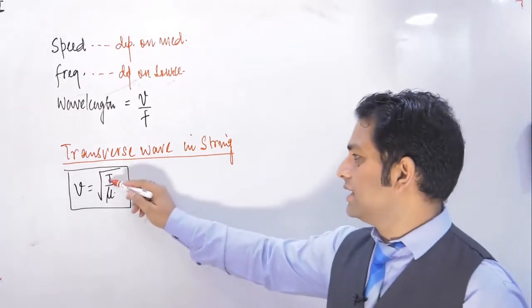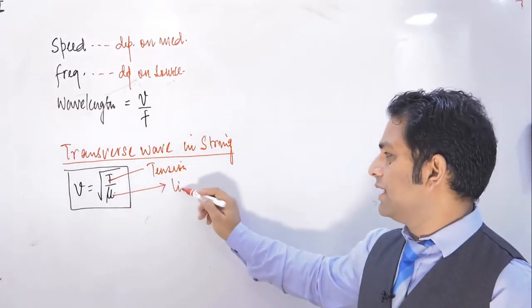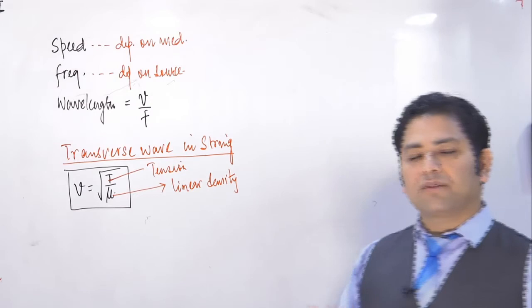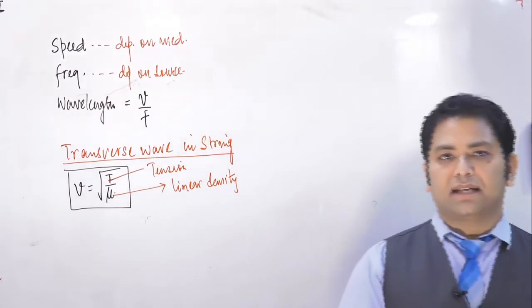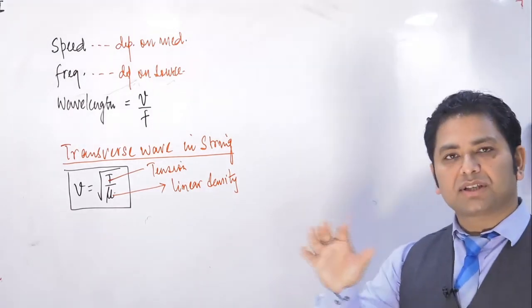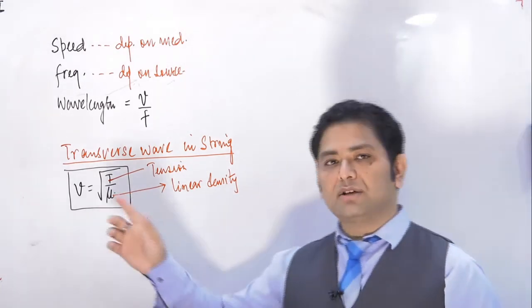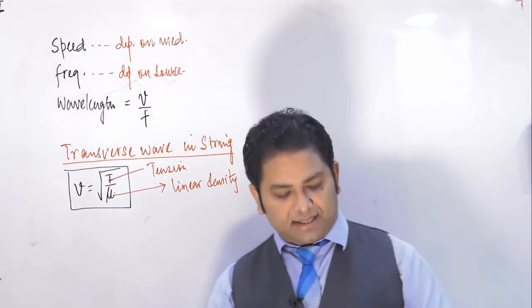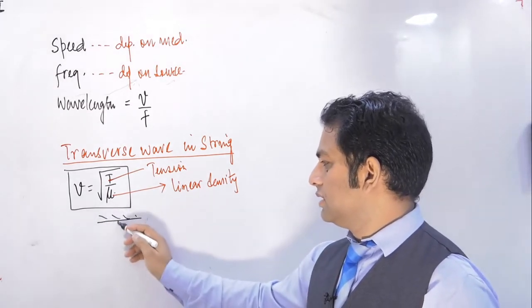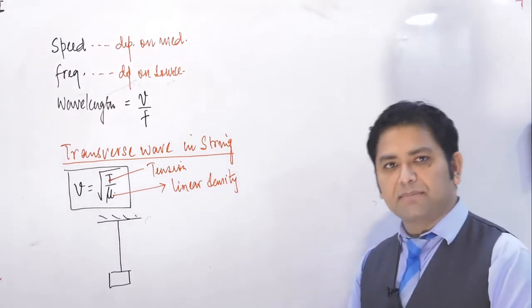Here T is the tension, and mu is the mass per unit length, also called the linear density. You may call it whatever you wish. T is the tension, mu is the linear density. Depending on the situation, where the value of tension varies, we see that the speed of the wave also varies. For example, one simple question, just to quote a very simple one, and the majority of questions come in the same pattern.